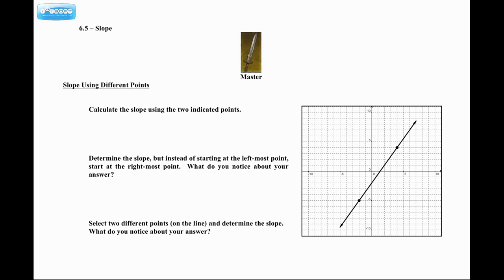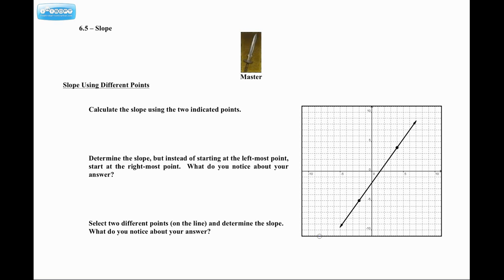Chapter 6, Section 5, Slope. This is the master video, so we're just going to expand a little further on our work with slopes from the previous video. What we're going to do is determine what happens when you try to find the slope of a line, but you use different points.